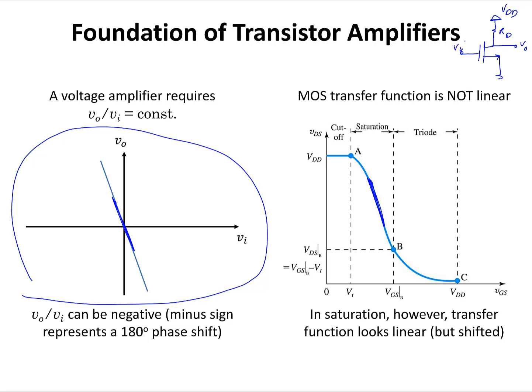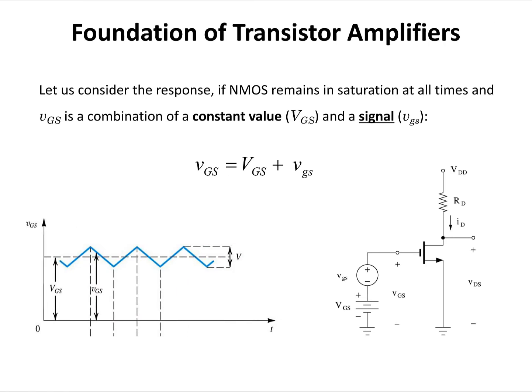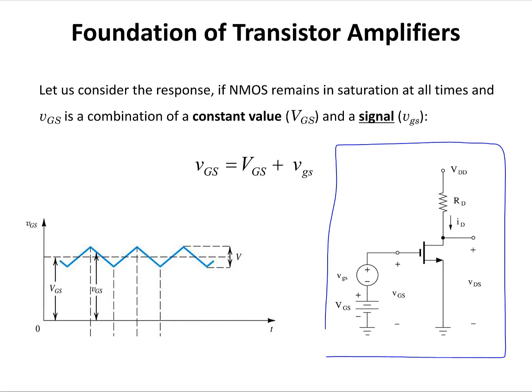Let's take a look at a simple MOSFET amplifier circuit and see how we can use the transfer function to relate the input voltage to the output voltage. Here is this simple MOSFET amplifier circuit. There is an AC signal v_gs applied to the gate of this transistor, which is in series with a DC voltage source that we are going to represent with uppercase V_GS. These are applied to the gate of the transistor and the output is taken from the drain of this MOSFET.